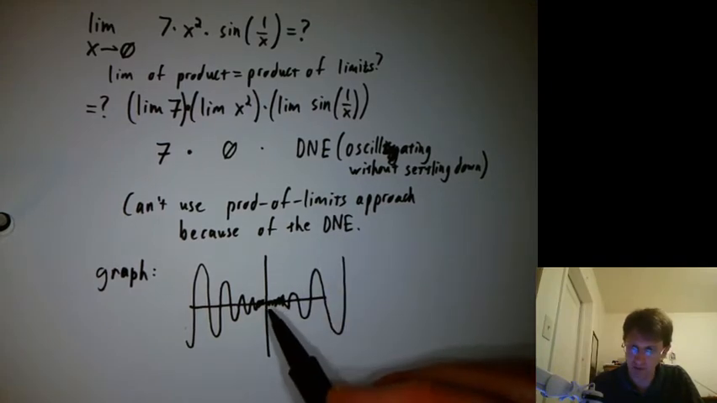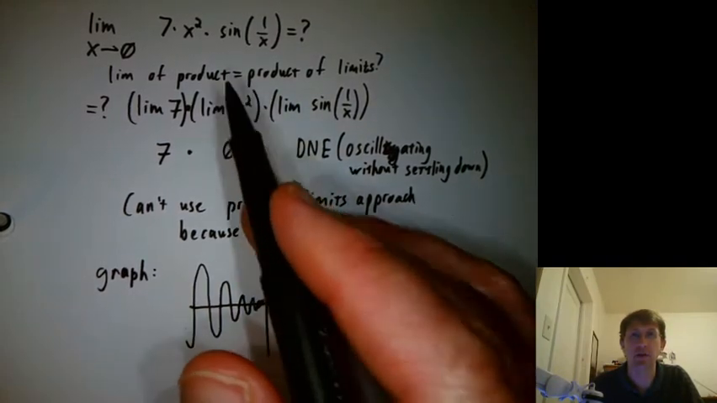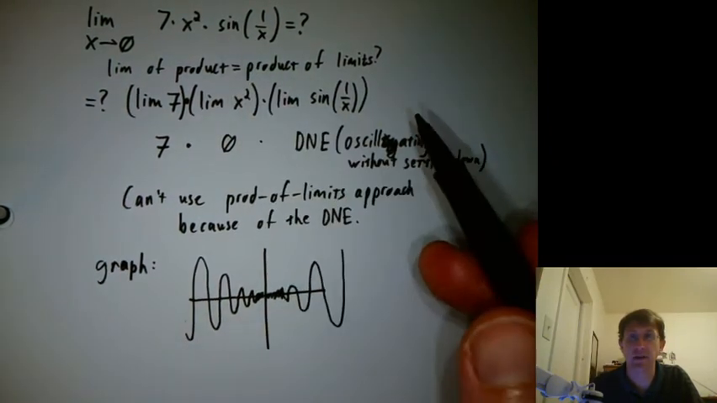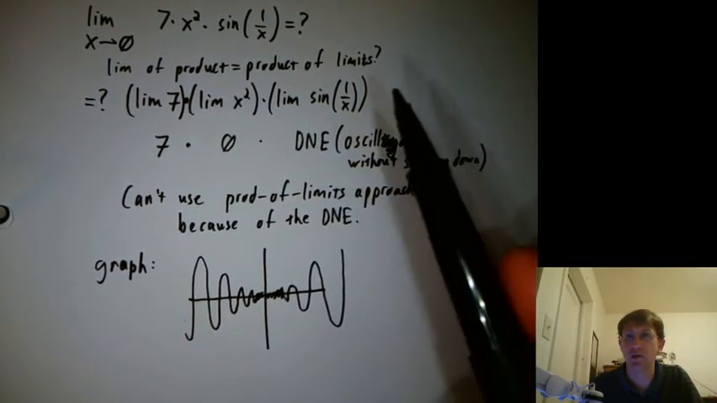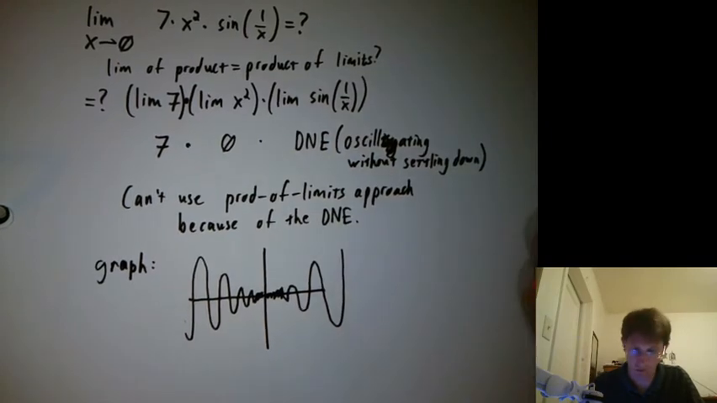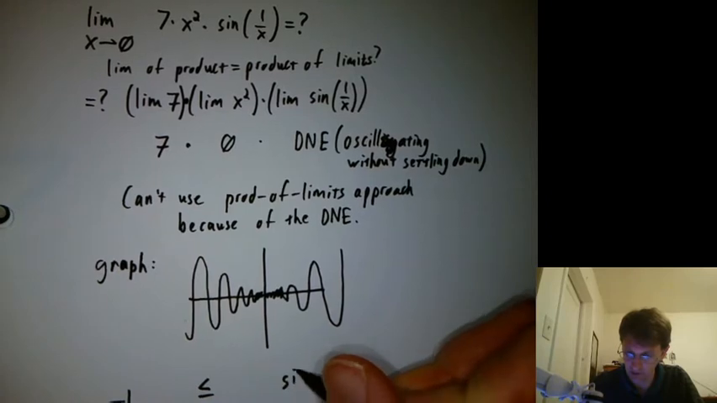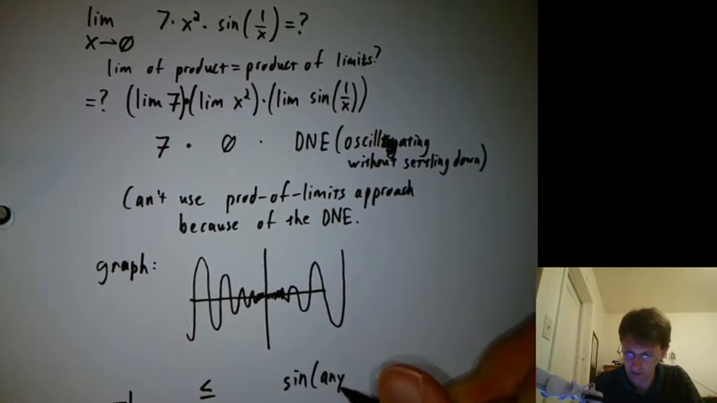So what can we say is always bigger than something involving our limit? Well, our limit has a sine. What can we say is always bigger or always smaller than sine? You could say -1 is less than or equal to sine of anything, right?